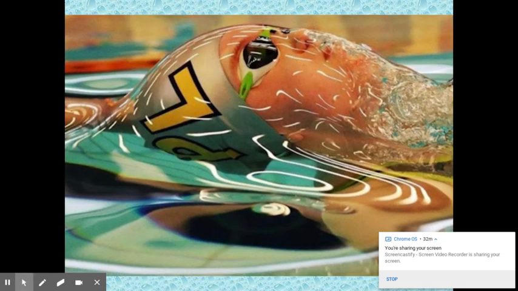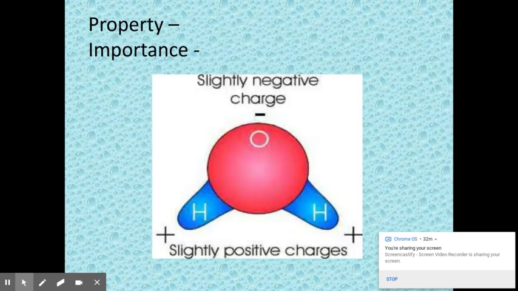Now this one is a sweet picture. This one shows water's surface tension, which is a property of cohesion. So if you said surface tension or cohesion, I would say either one. Notice the water doesn't break over the swimmer's head. It's pretty crazy.